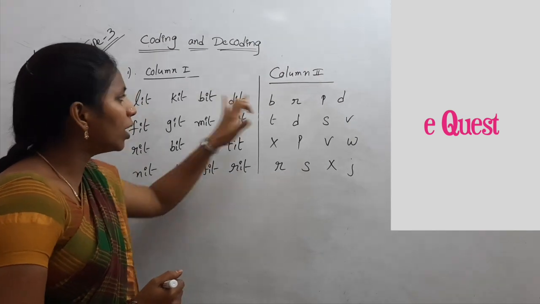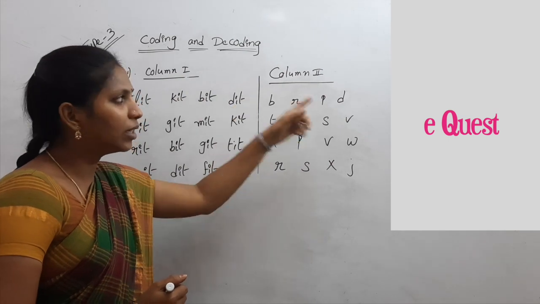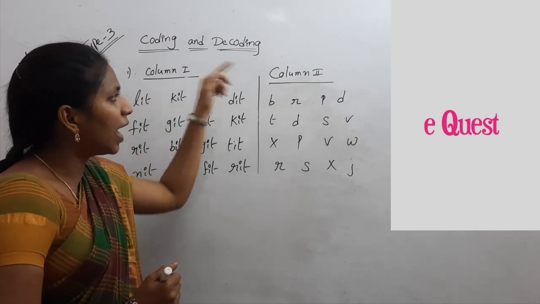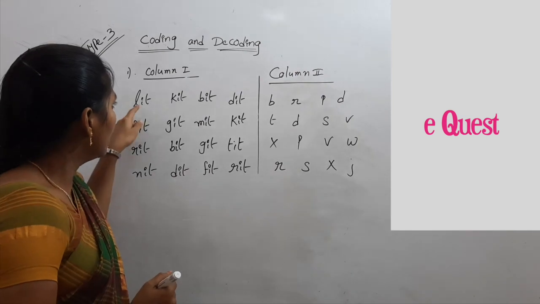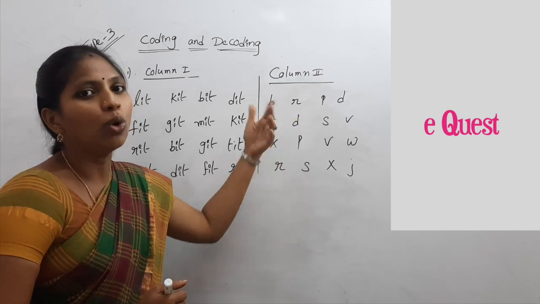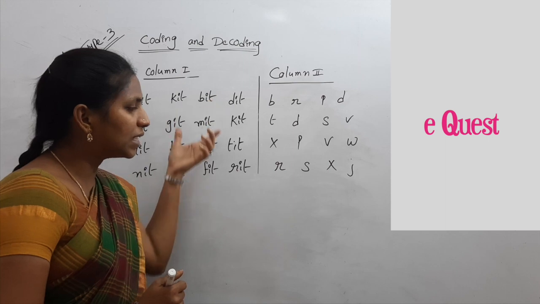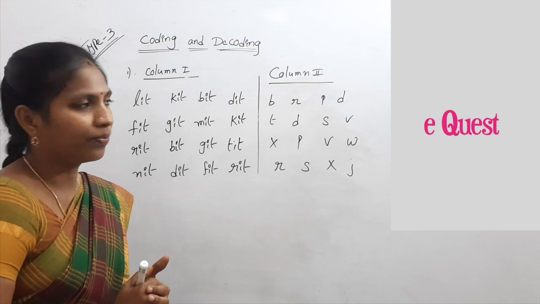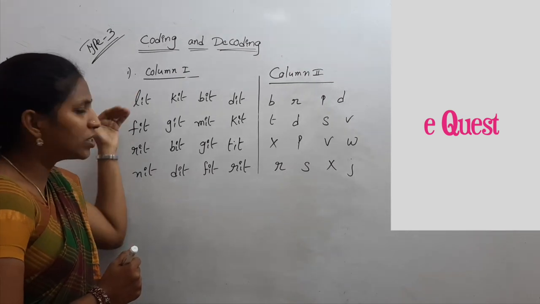Means the lit code is not B, the kit code is not R, the bit code is not P and the dit code is not D. But each and every word has a corresponding code, just not in order. The code of lit is present in the first line only, but we don't know. To find out the code of each and every word in column 1, first of all compare the words. See at the first line and second line, which is common?